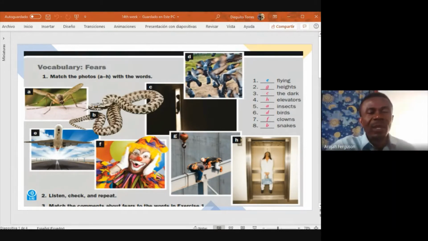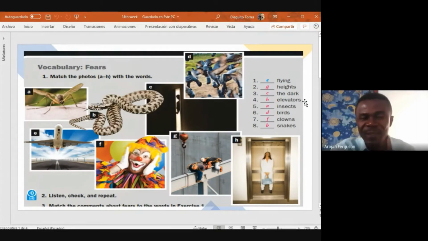Now, let's get going, or let's start. On your screen, you have a slide that has different pictures, about 6 or 8 of them. Animals, aeroplane, clowns, birds, and all of that. Okay, now you look at the slide, and if you could remember, we did this topic. It has flying, height, the dark, elevators, insects, birds, clowns, and snakes. So these are all vocabulary of fears.